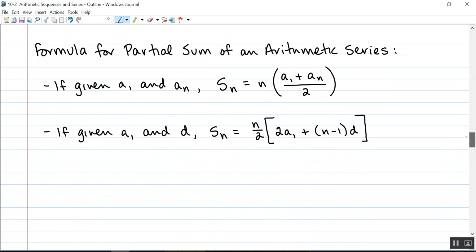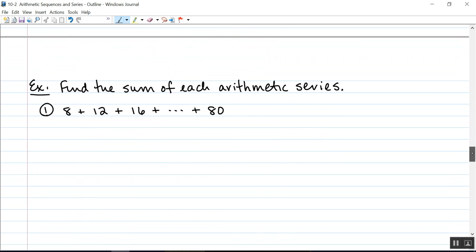And for that we actually have 2 formulas. If we know what a sub 1 is and a sub n is, then here's the formula for the partial sum of an arithmetic sequence: n times the quantity a sub 1 plus a sub n divided by 2. If you're given a sub 1 and the common difference d, then you can use this formula. But I think I really like the first one. I think I'm going to end up using that in most of my examples. So let's take a look at a couple examples of that.